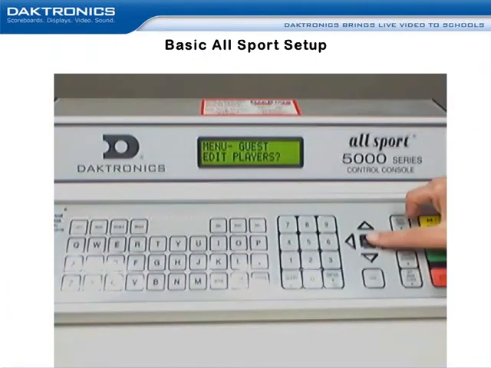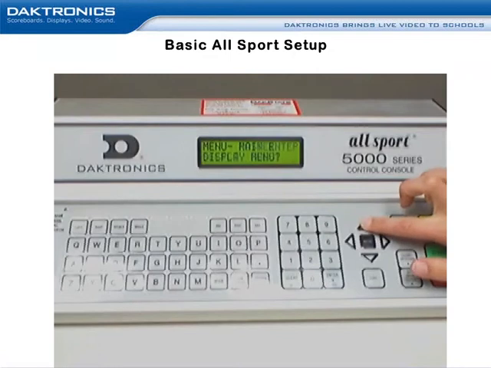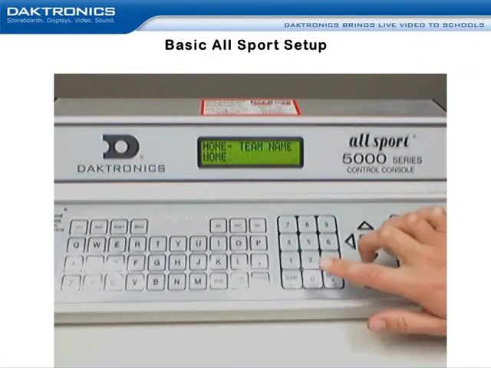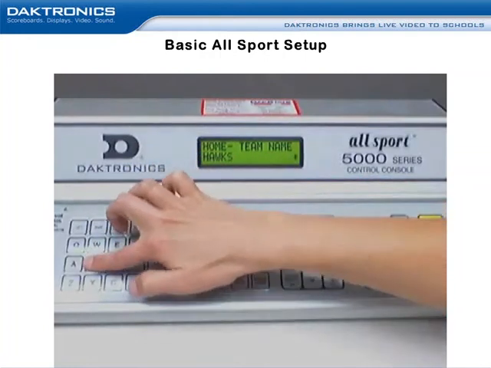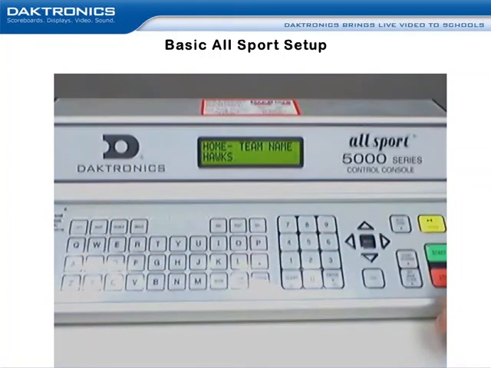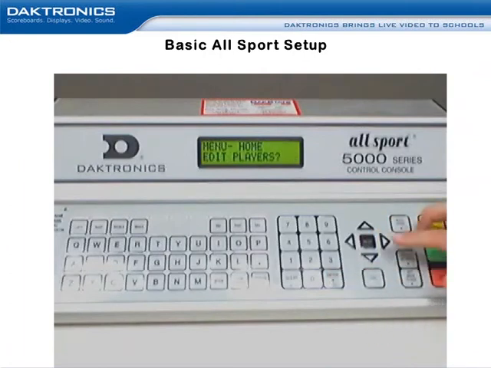Next, push the menu button twice, then push the up arrow until you see Select Home. Then hit Enter Yes. Now enter in the home team name using the keyboard. Once completed, push Enter Yes, and finally push menu to bring you back to the new game. More specific info about setting up pregame information, such as entering in team rosters, can be found in the AllSport manual.